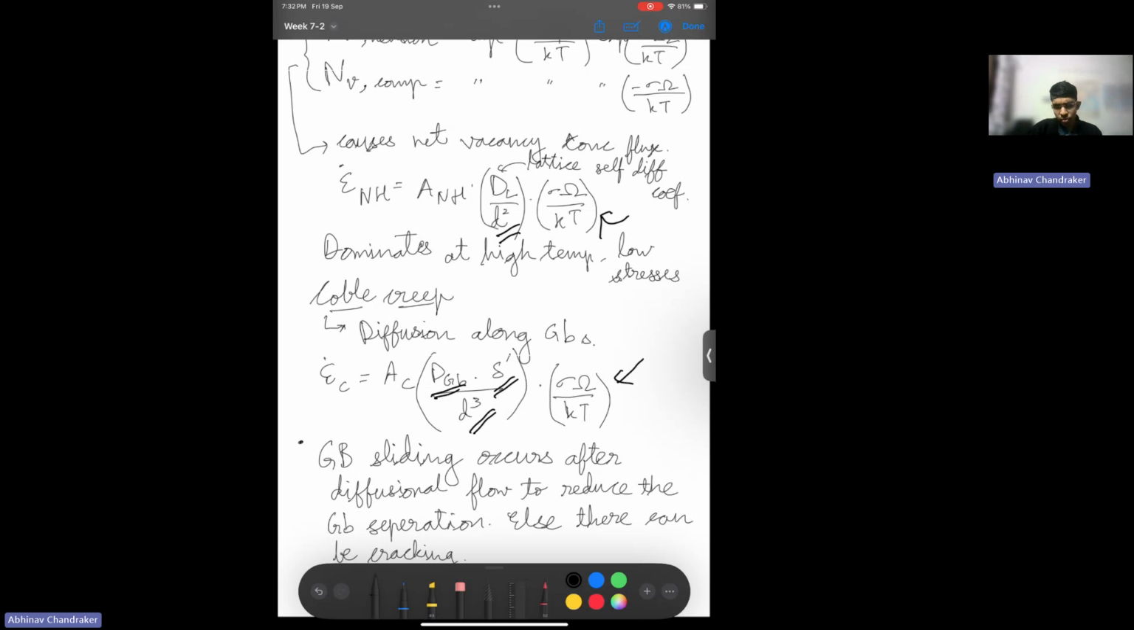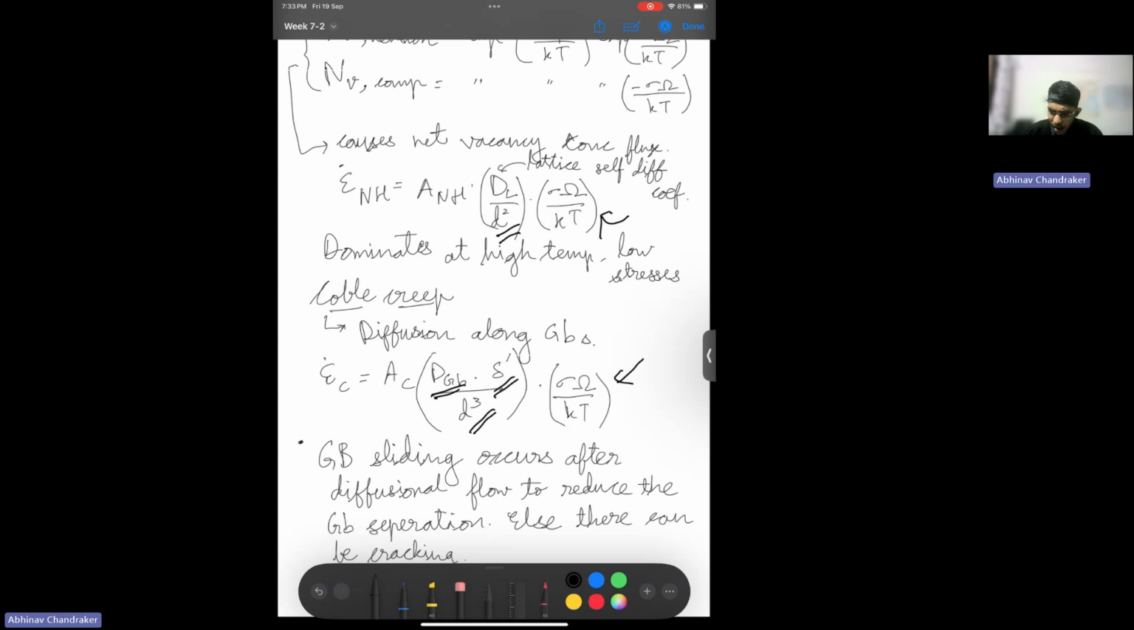So in order to accommodate this compatibility at grain boundary, you will have some grain sliding taking place. And I think there have been studies which have used certain markers and certain techniques to show that grain sliding does take place when these creep mechanisms are occurring. And these are some very elegant studies. I have seen some results. You may also check, maybe, if curious.